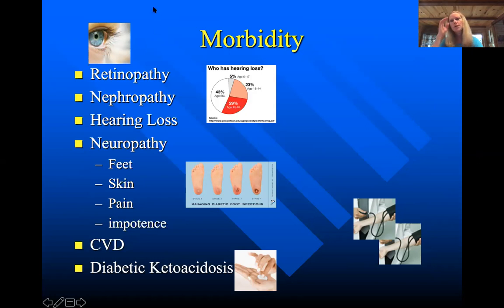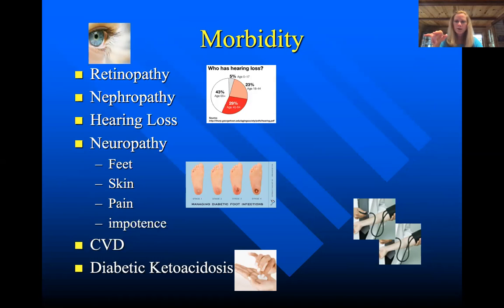So retinopathy: the retina is that very sensitive layer in the back of our eye. And if we start getting damage to the retina, then we know that diabetes is the number one reason why people have adult onset blindness. Nephropathy is kidney disease.